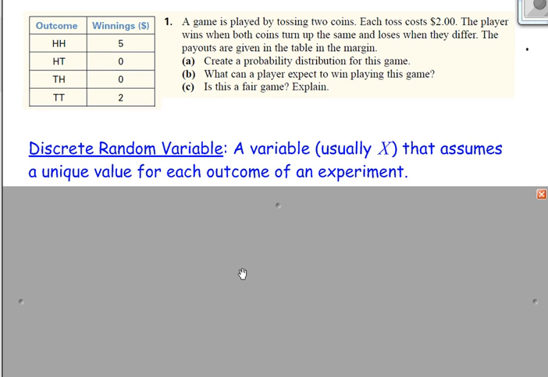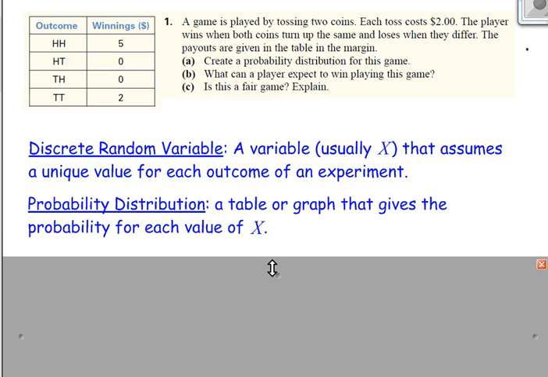So a valid probability distribution is dealing with numbers only. So your job is to translate the events and outcomes of an experiment into something numeric. Then a probability distribution is simply a table or graph that gives the probability for each of those numeric values.